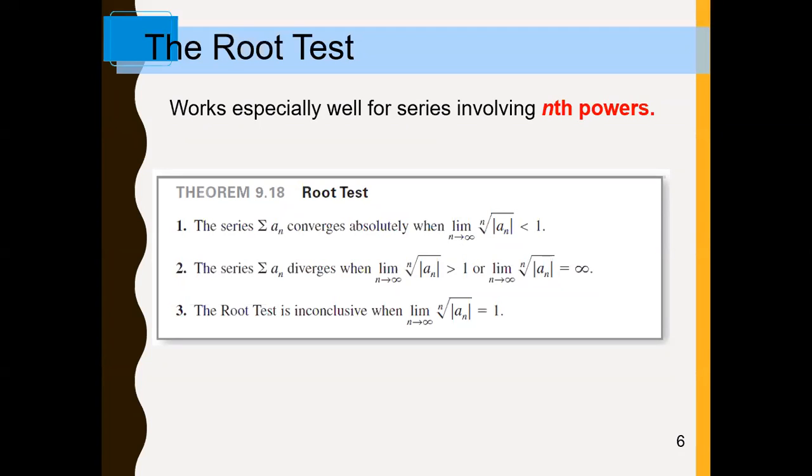And once again, the root test is inconclusive if the limit of nth roots of an, by the way, an is always an absolute value, is equal to 1. And again, the convergence here is absolute because we're taking the absolute value of the terms. Okay?